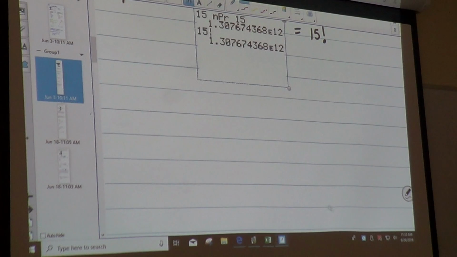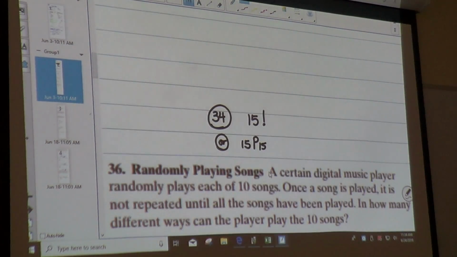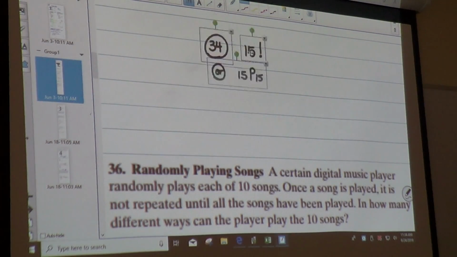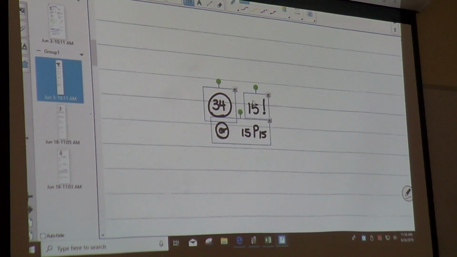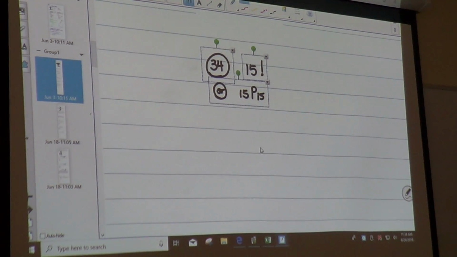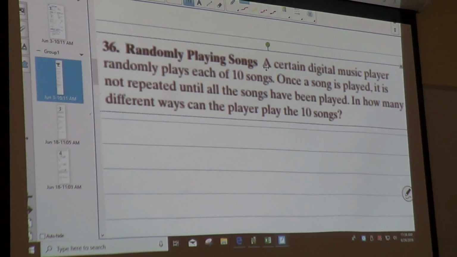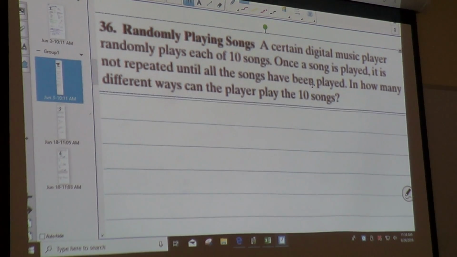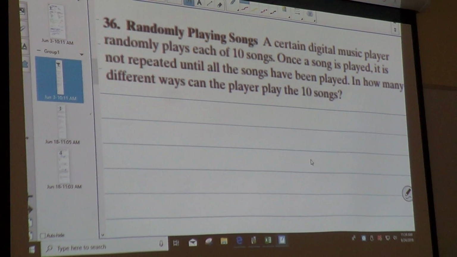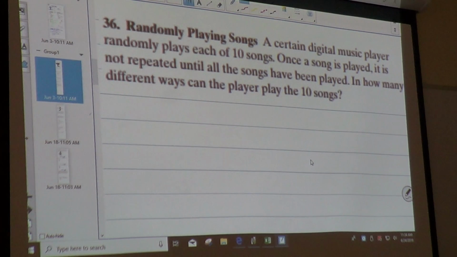All right, then I have it written out prettier down there. Pull that up so I can have a little bit of room in case I need it down below. A certain digital music player randomly selects each of 10 songs. Once the song is played, it is not repeated until all the songs have been played. And how many different ways can the player play the 10 songs?